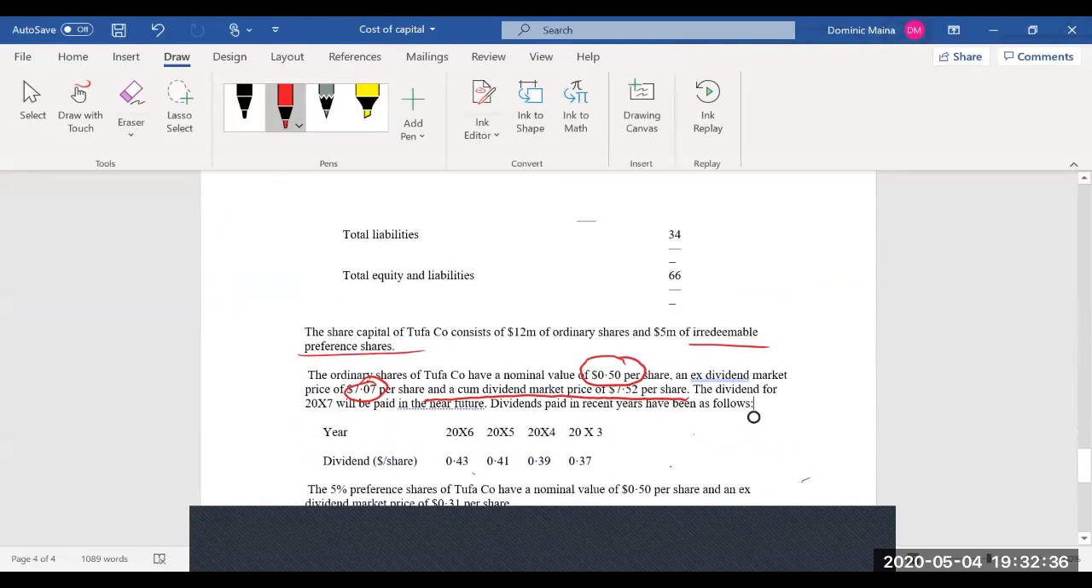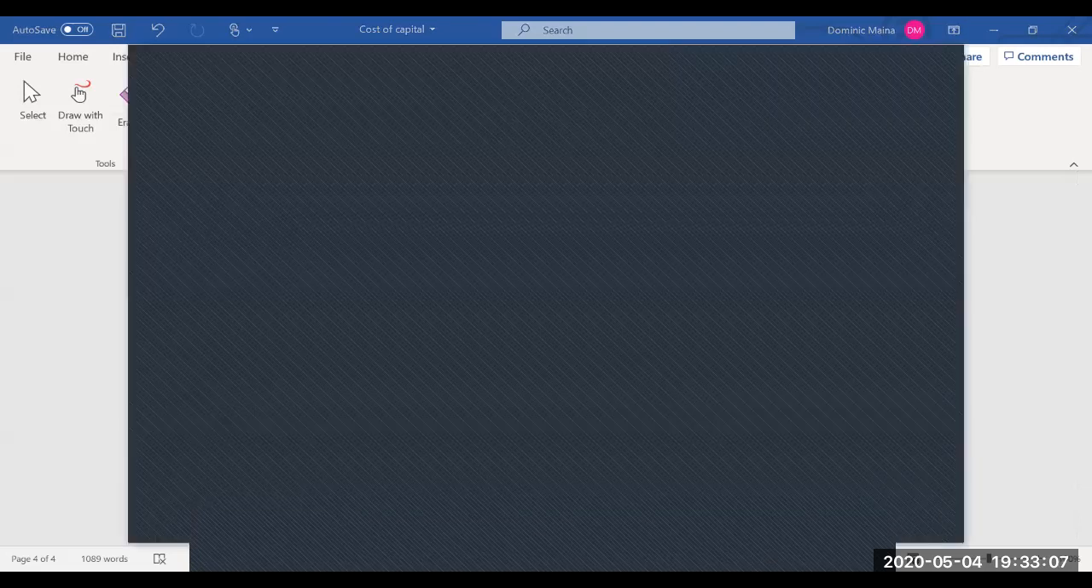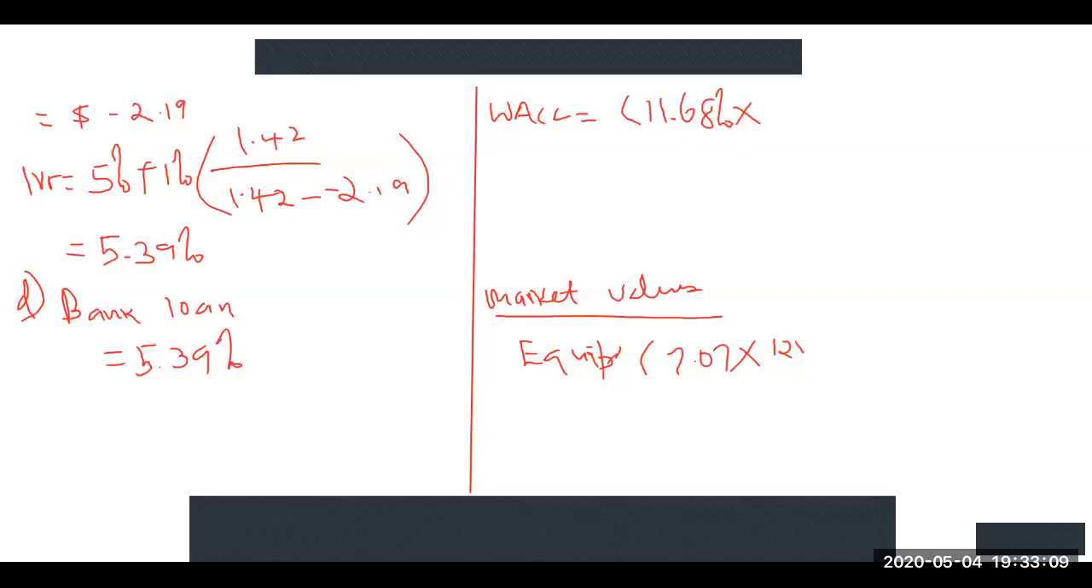We are told that out of the 17 million we have in the balance sheet, the 12 million is for equity shares and 5 million is for the preferred shares. So 12 million is for the ordinary share capital, and one share has a nominal value of 0.5. Therefore, how many shares has this company issued? It is 12 million divided by 0.5. 12 million is the total nominal value of equity shares, and the nominal value per share is 0.5. So 12 million divided by 0.5 gives us 24 million shares.